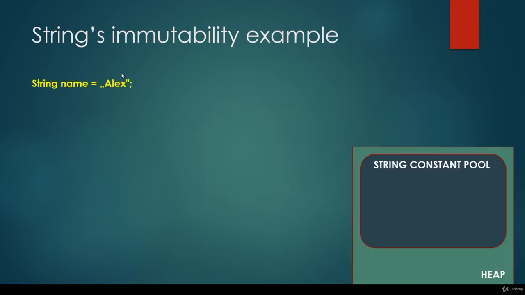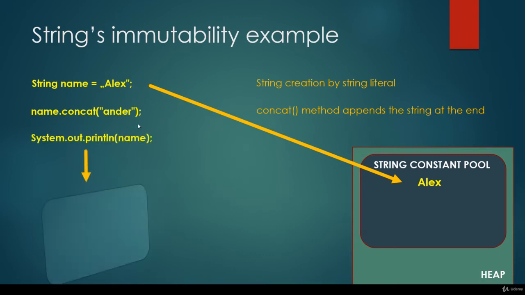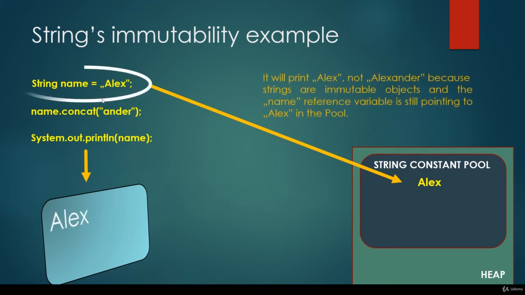So for example, we have a string Alex, then what's going to happen? It is going to be inserted into the string constants pool. This is what we have been talking about. What if we do some concatenation? The concat method appends the string at the end of the original one. So the result is going to be Alexander, but if we print out the name, because strings are immutable, the name is still Alex. So it is not Alexander, but it is still Alex because strings are immutable.